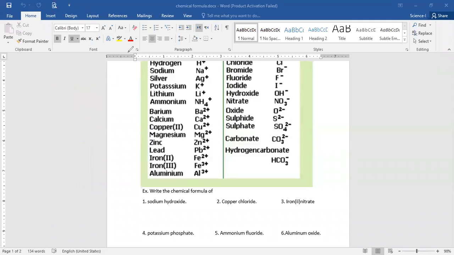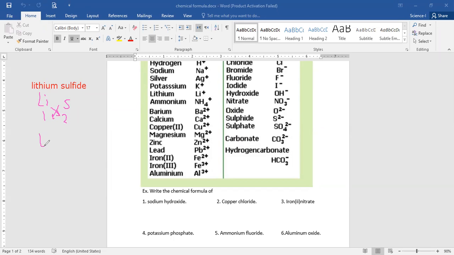Let's pass to the last one. The last one was lithium sulfide. Mister, can I answer? Yes, you can. What is the symbol of lithium? Li. So lithium is Li, its valence equals 1, and sulfide is S, and its valence equals 2. So once we change, it will be Li2S.